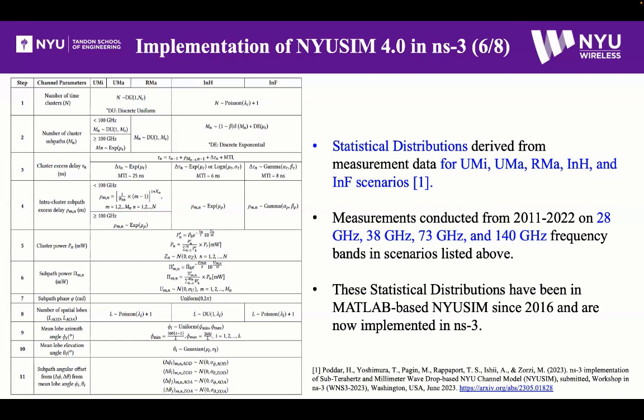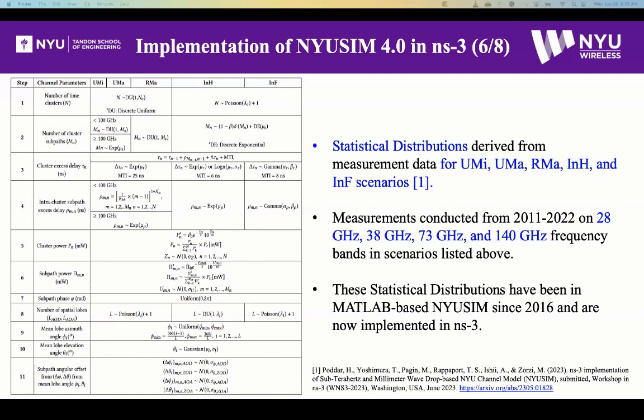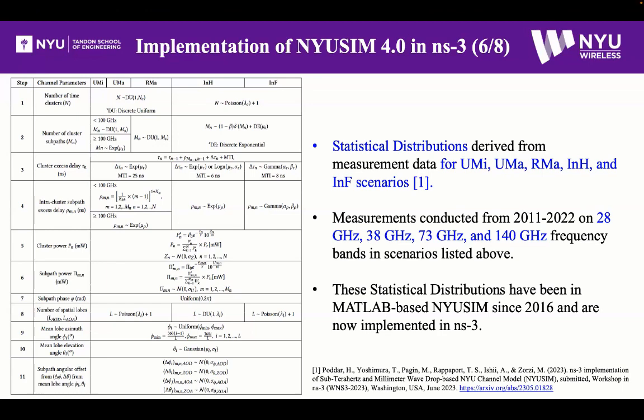And we conducted measurements in different frequency bands over the past 10 years, which is from 28 all the way to 142 gigahertz. And these statistical distributions were already there in the MATLAB-based implementation. And now with this work, we have all these distributions in NS3 as well.